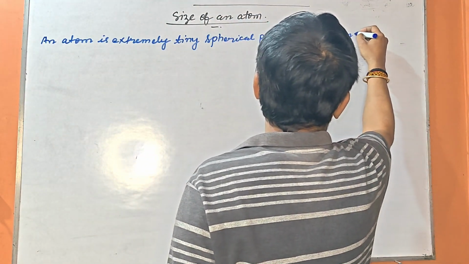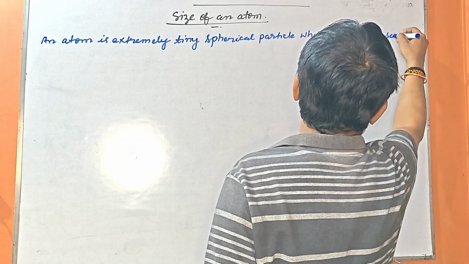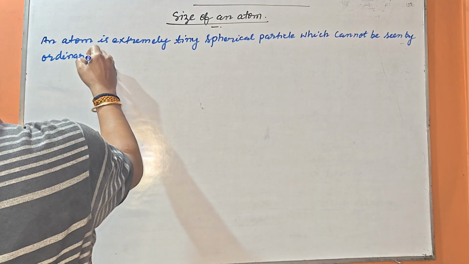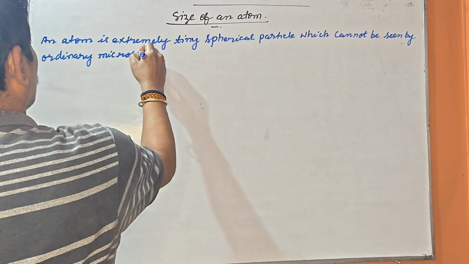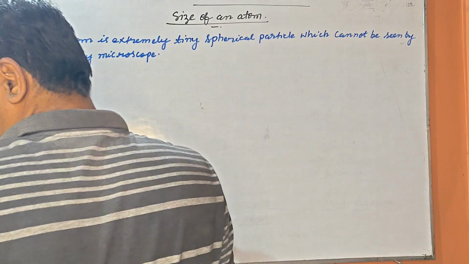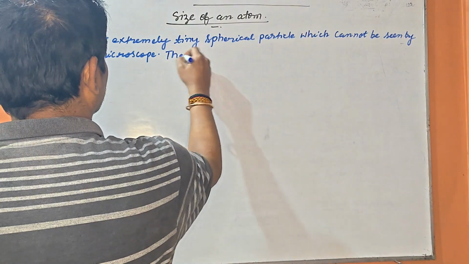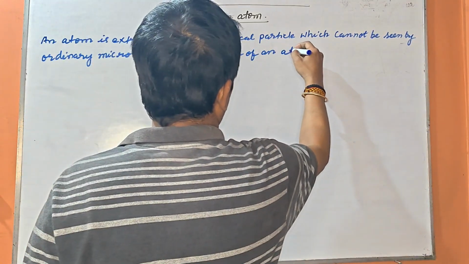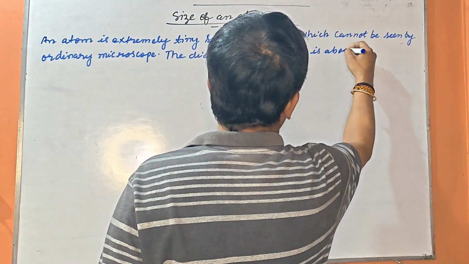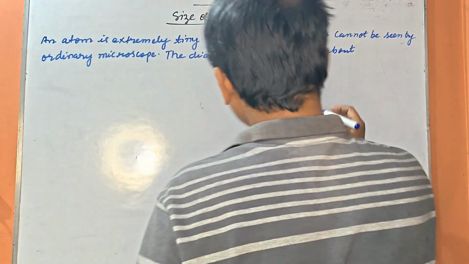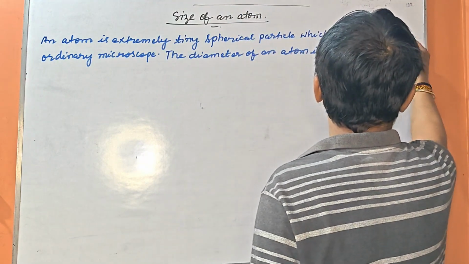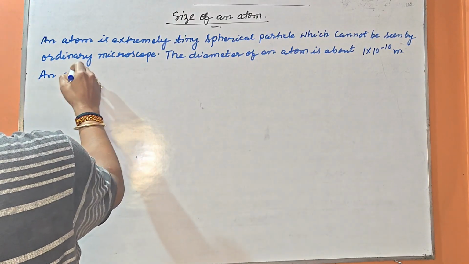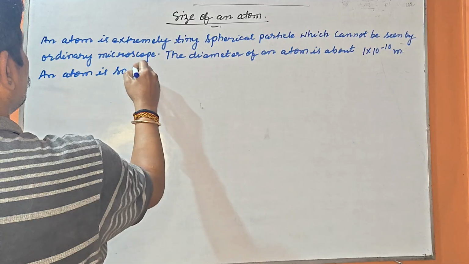The diameter of an atom is about 1 into 10 to the power minus 10 meter. An atom is so small.